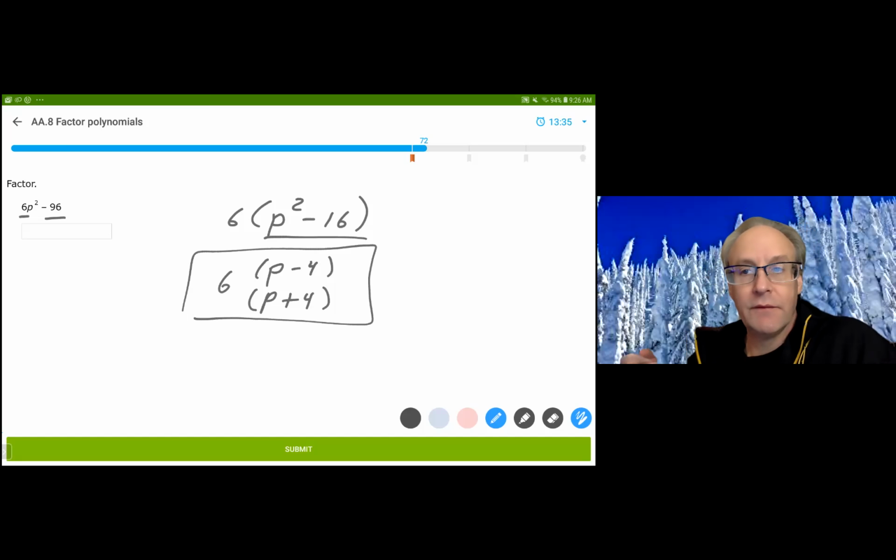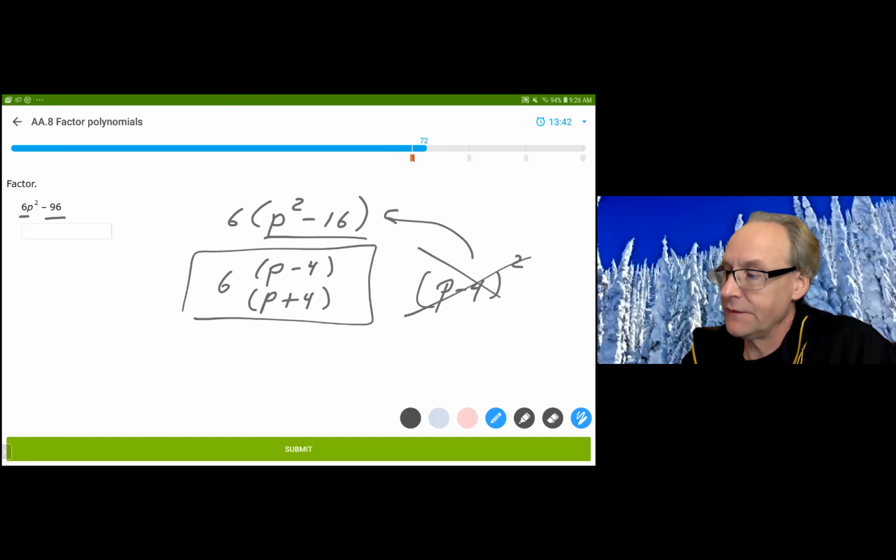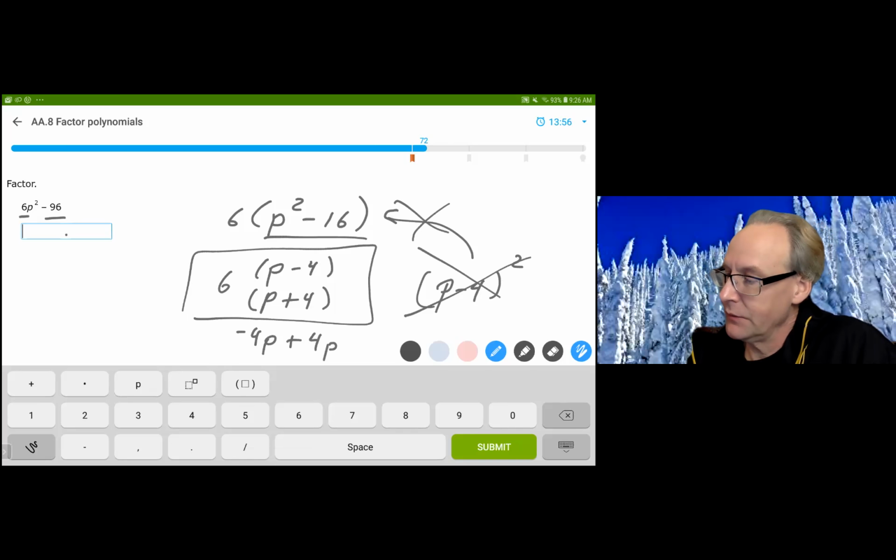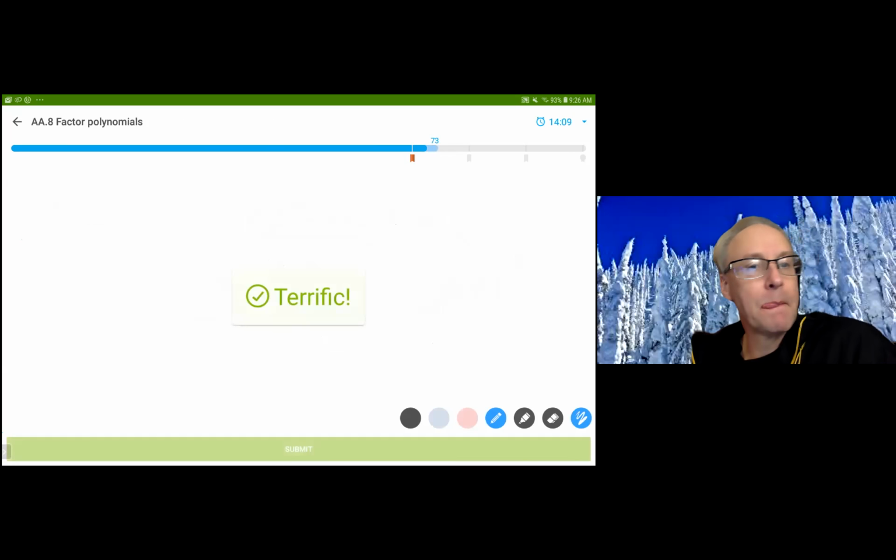Be careful. A very common mistake is to think p minus 4 squared gives you this. It does not. Any square binomial always has a middle term. This one has no middle term because the negative 4p cancels with the positive 4p. So again, way too much information, I know. 6, p plus 4, yep. And how about a p minus 4? There we have it. Looks good.